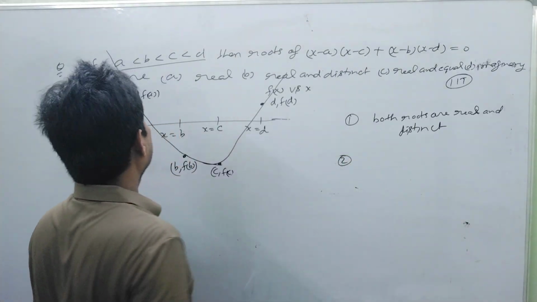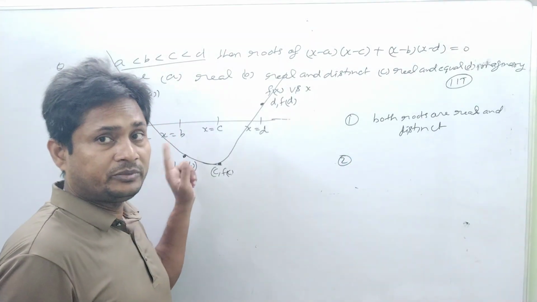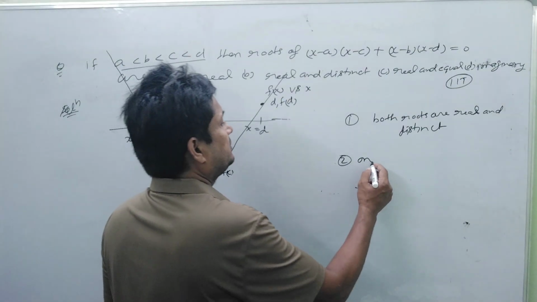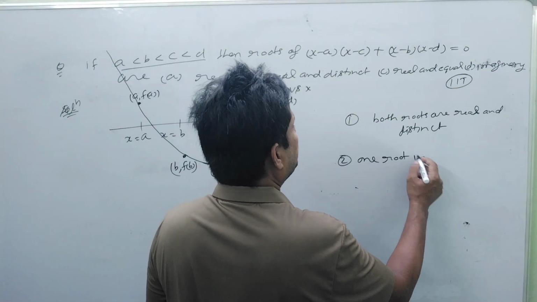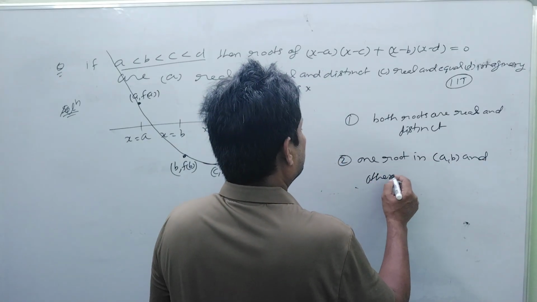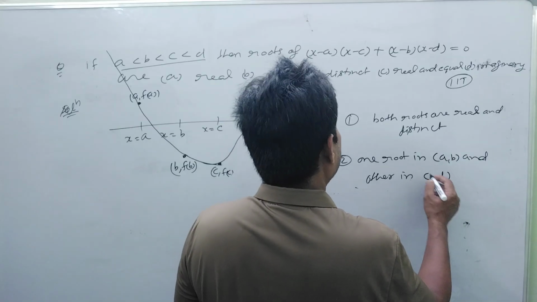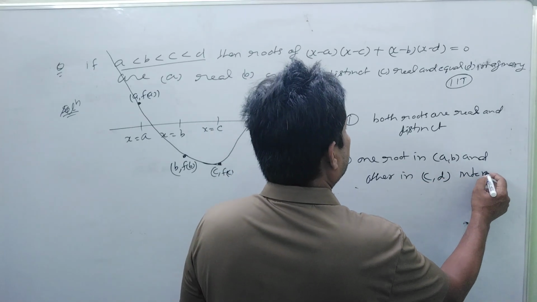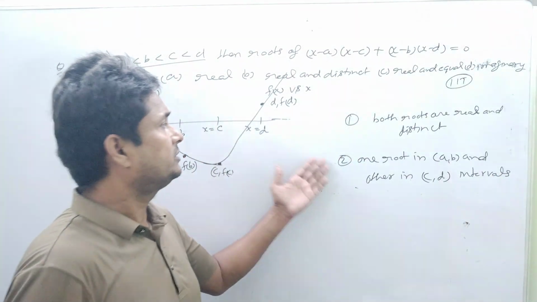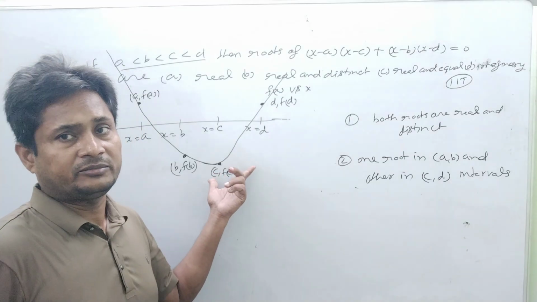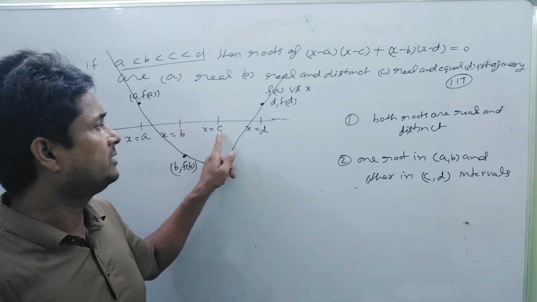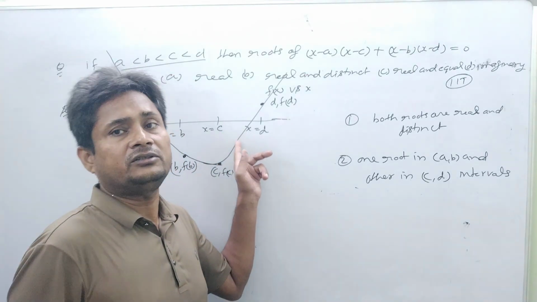Second is that one root lies between a and b and the other root lies between c and d. One root in the interval a to b and the other in the interval c to d. These are the two cases that can be said about this graph.